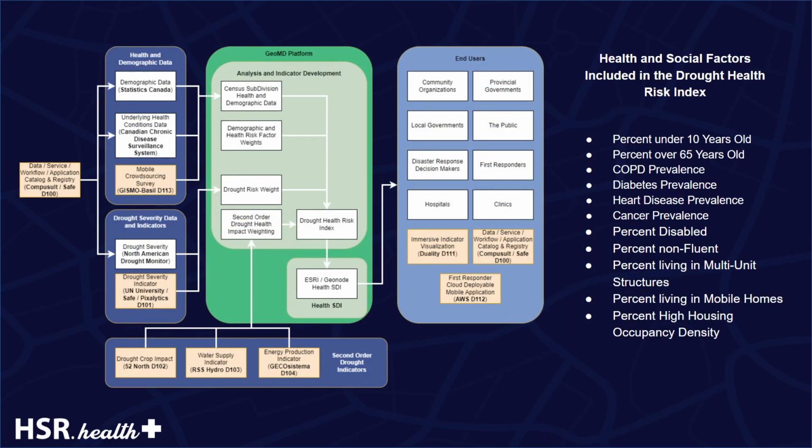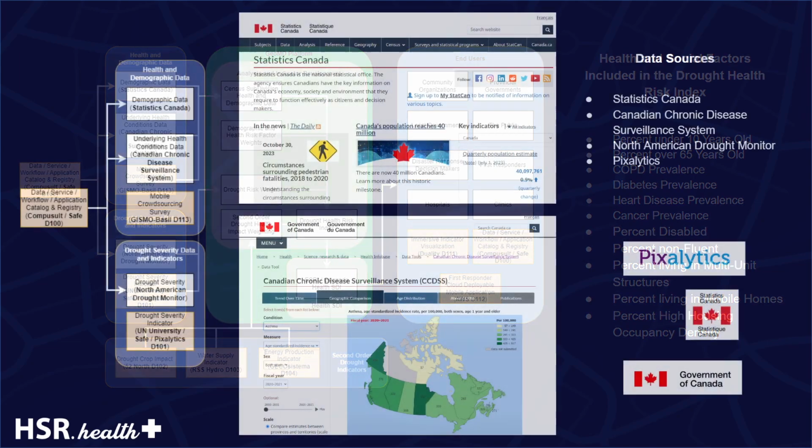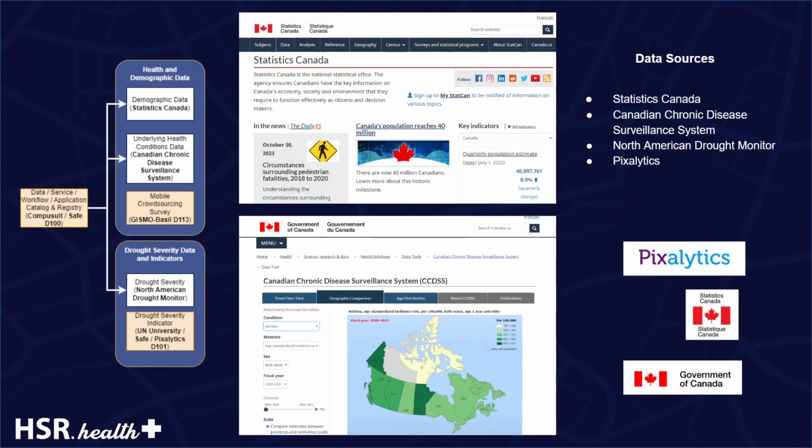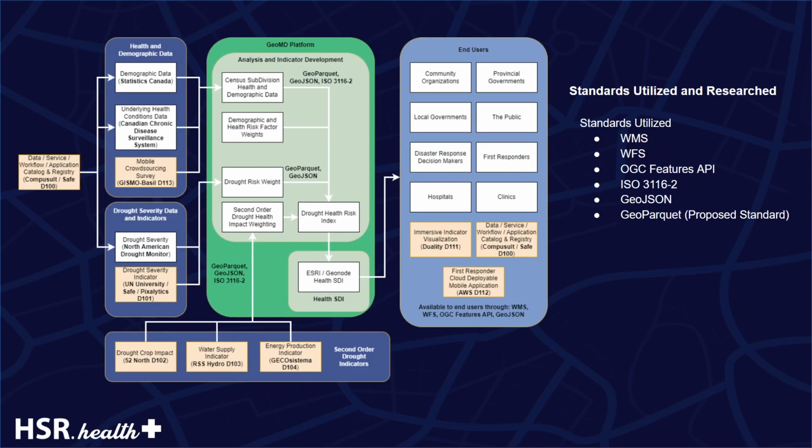The Drought Health Risk Index is calculated through a weighted combination of the health and social characteristics of the impacted population. The populations at greater risk of adverse health outcomes during and after a drought include the elderly, those with difficulty with mobility, and those requiring regularly scheduled care such as dialysis. The data for these factors was sourced from Statistics Canada, the Canadian Chronic Disease Surveillance System, the North American Drought Monitor, and Pixelytics.